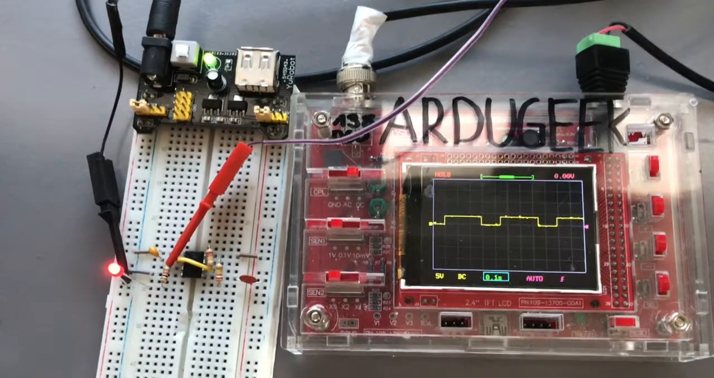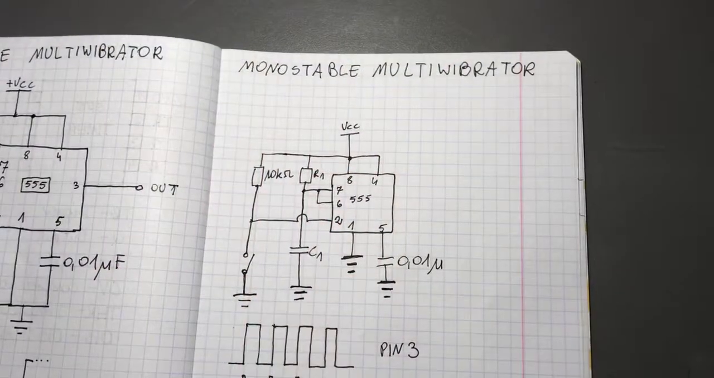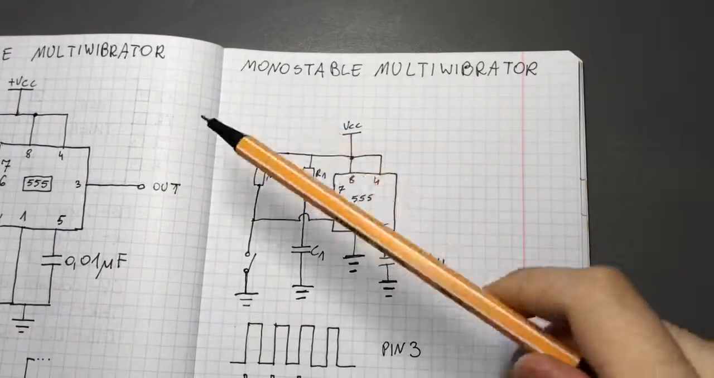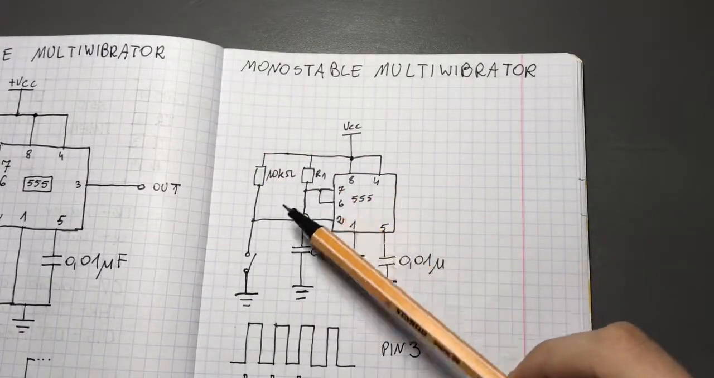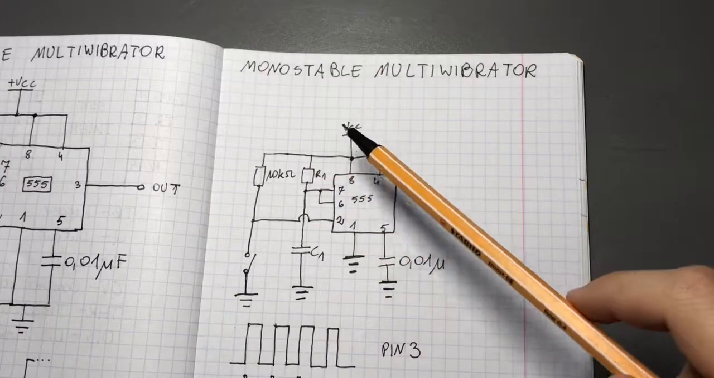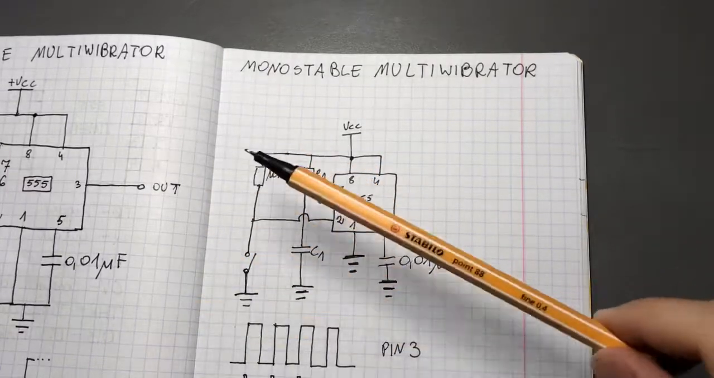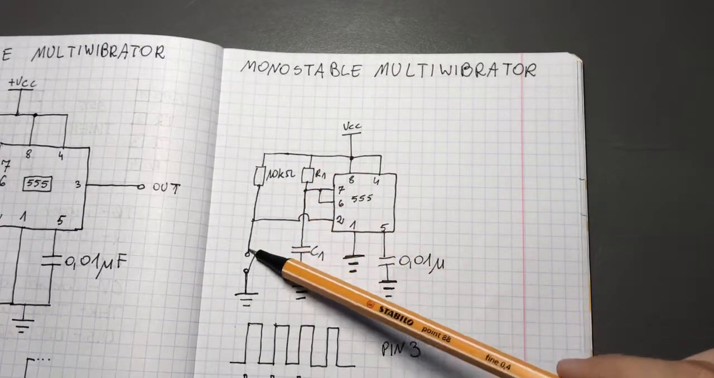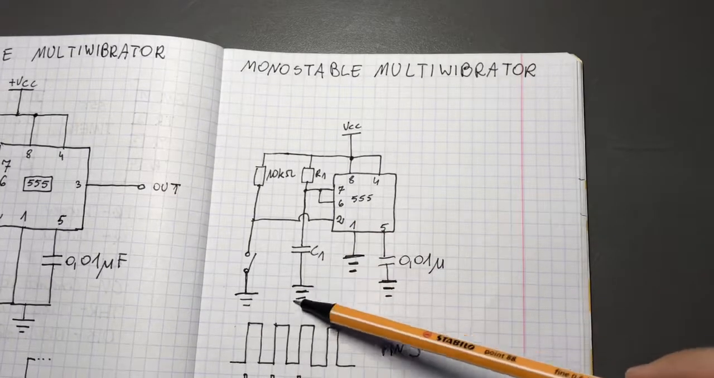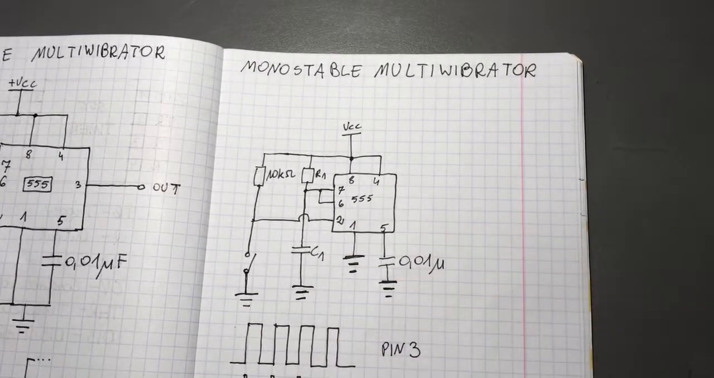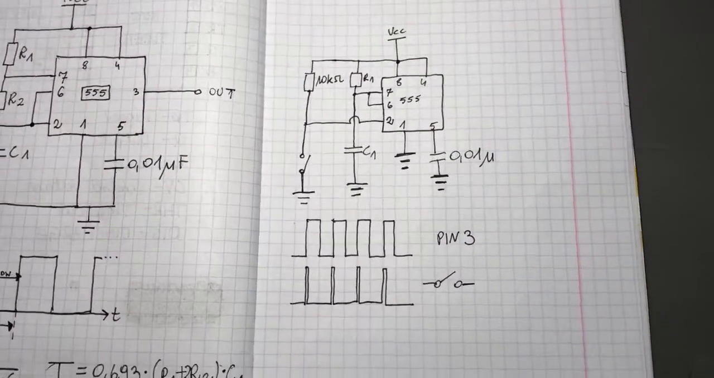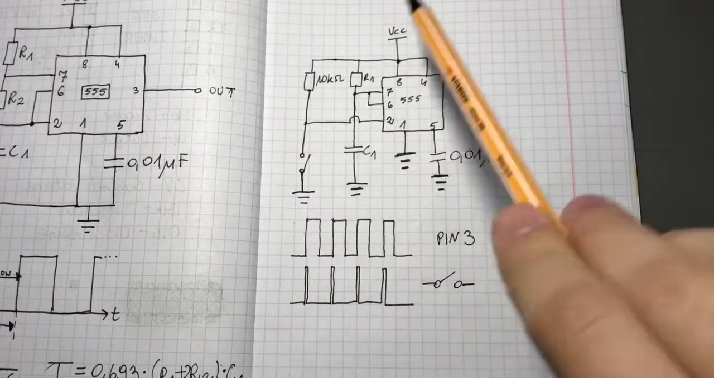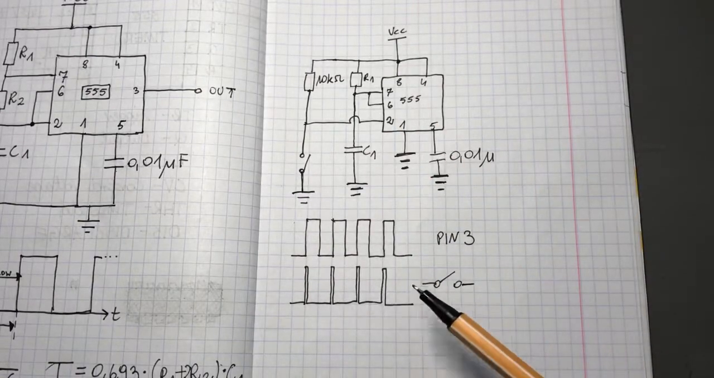So let's now get to another configuration. Let's now examine the monostable multivibrator. The schematic is pretty similar, but now we don't have two resistors, we have one resistor. And here we have a 10 kilo ohm resistor. Here we connect a switch to the ground. This capacitor goes to the ground. And in this configuration, pin 3 will release an impulse every time we press a button.